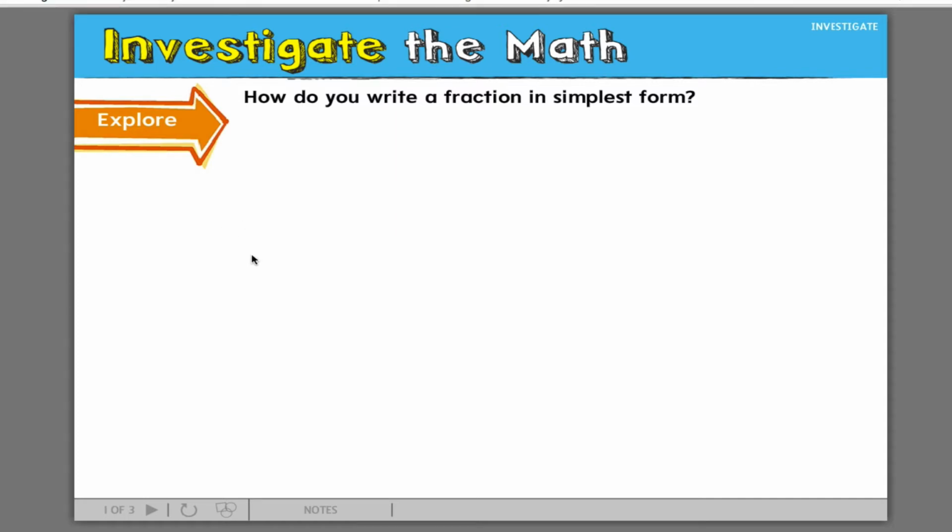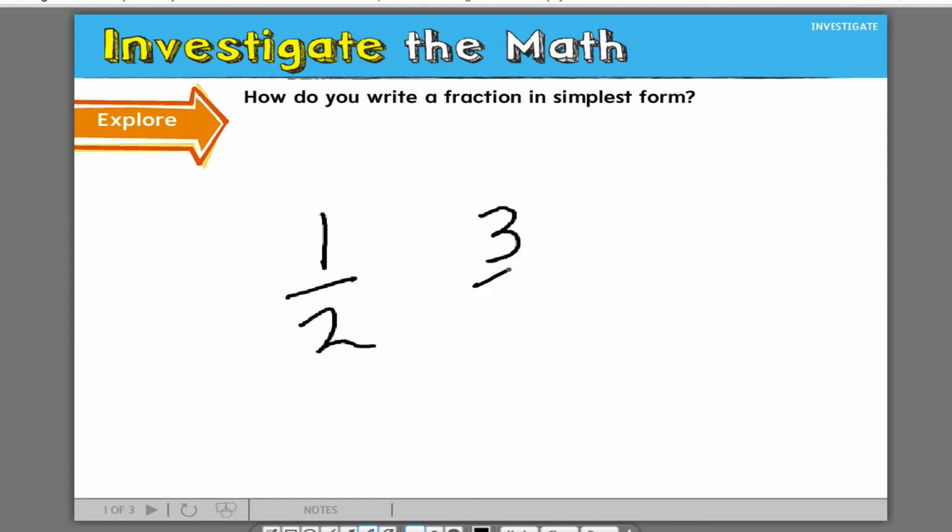So if I have a very simple fraction, for example, 1/2, the only numbers I can times to get 1 are 1 and 1, and the only numbers I can times to get 2 are 2 and 1. So 1 is the only common factor of both 1 and 2. So 1/2 would be the simplest form.